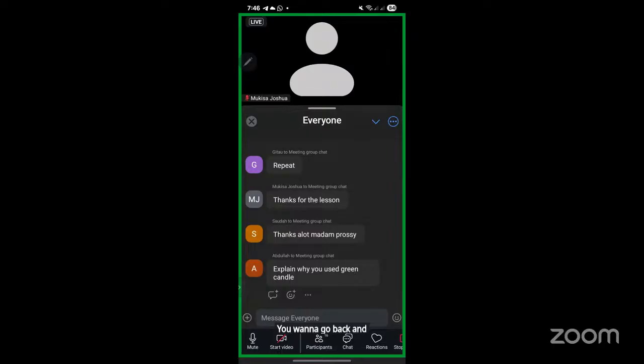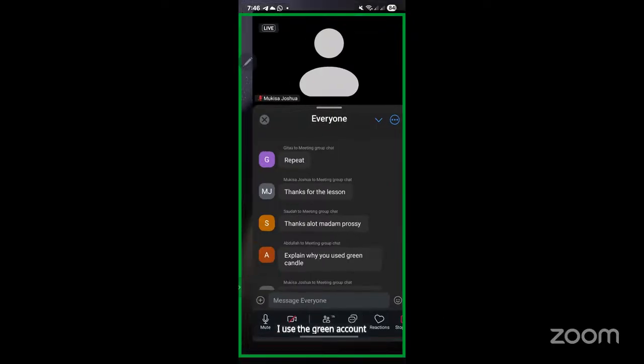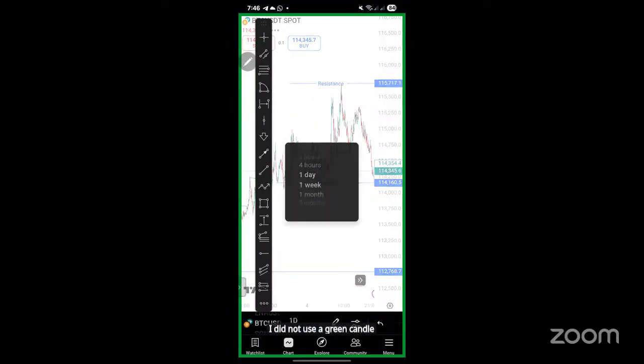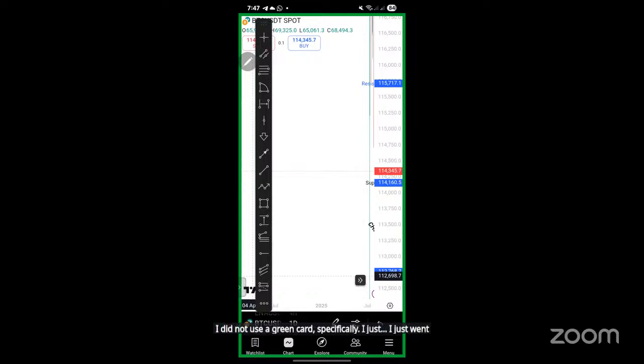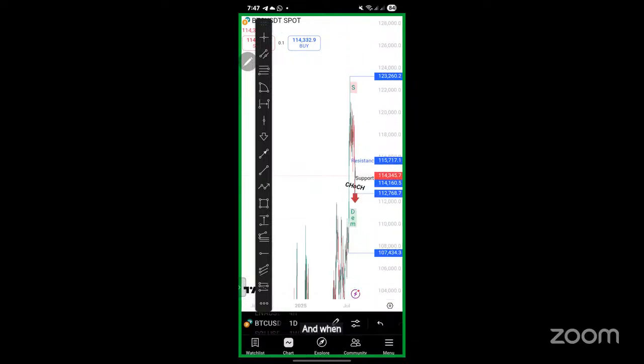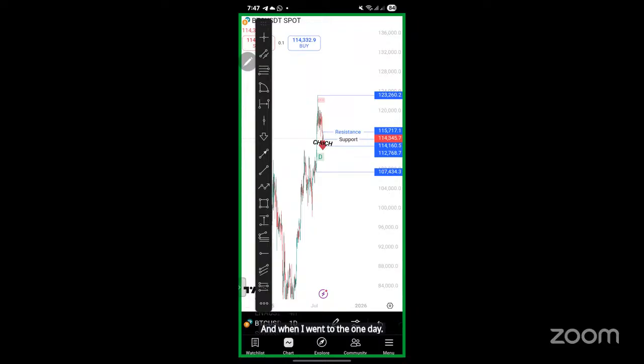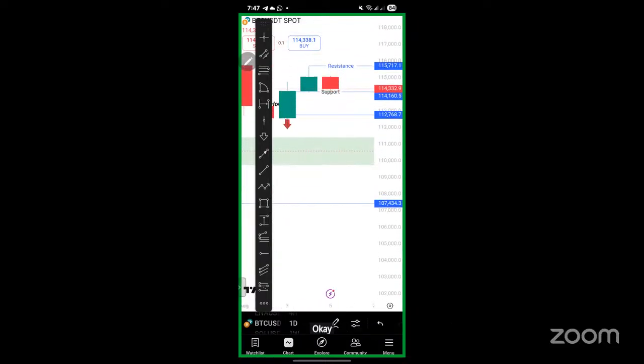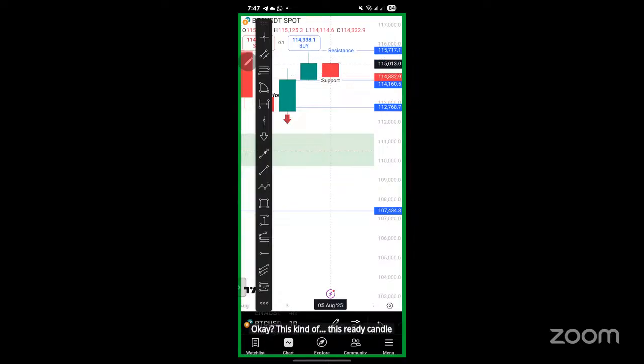I did not use a green candle specifically. I just went to the 1 day, and I looked at a previous candle. This red candle is still forming, so I used the one that was fully made.